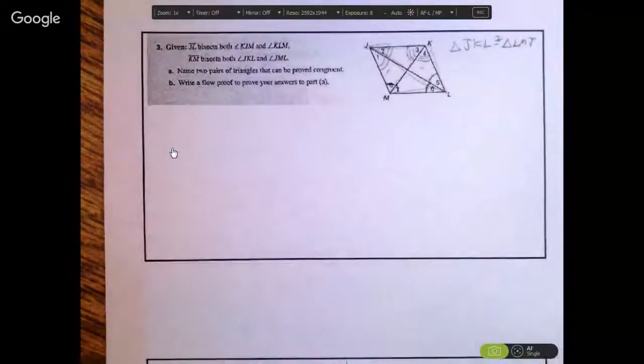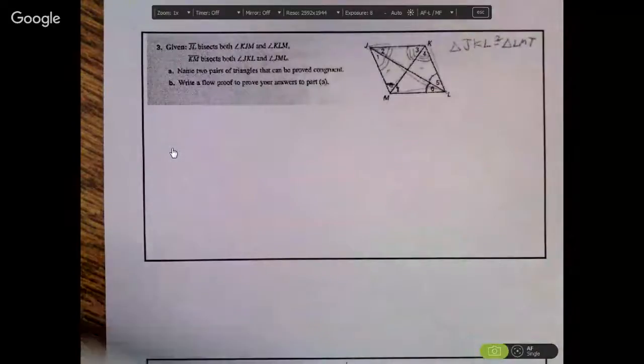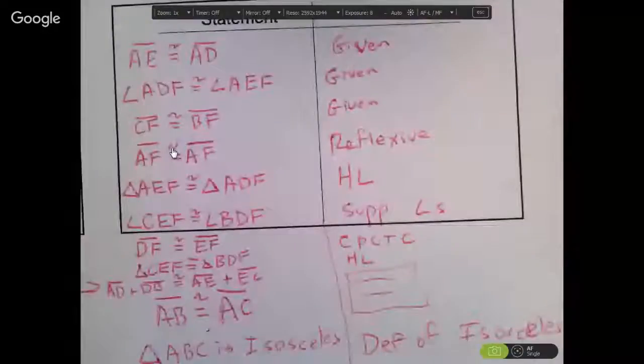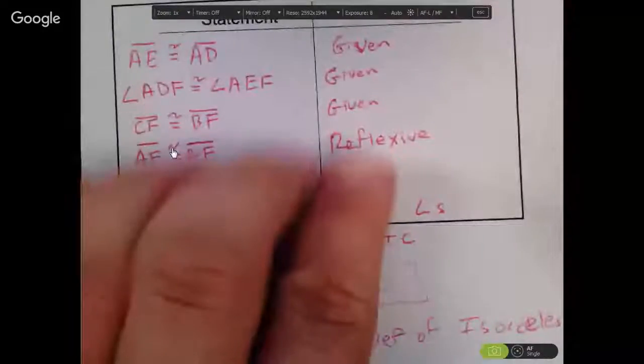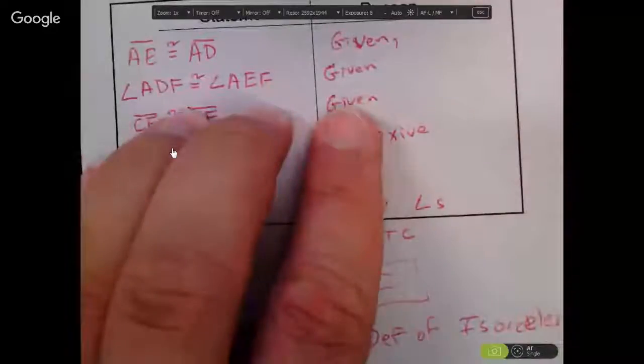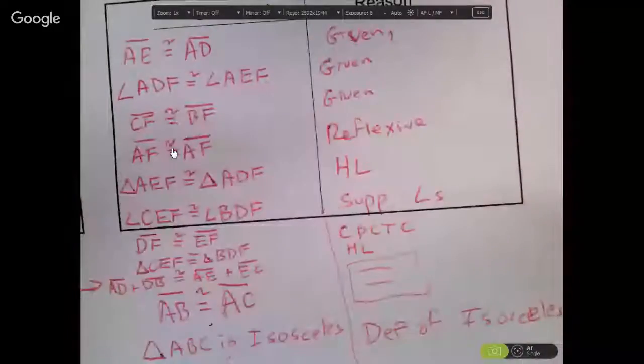All right, so we have to prove that triangle JKL is congruent to triangle LMN. A flow proof. If I took this thing and made it into a flow proof, what we just did, basically I would just be cutting it out and I'd write this statement and then I'd write comma and then I could write this statement, comma. I could put them in squares and draw arrows.